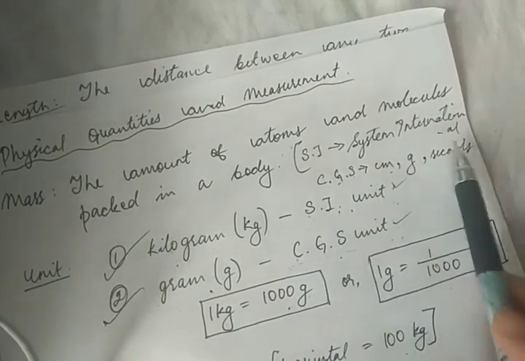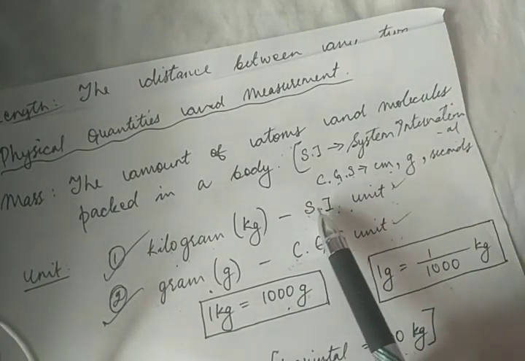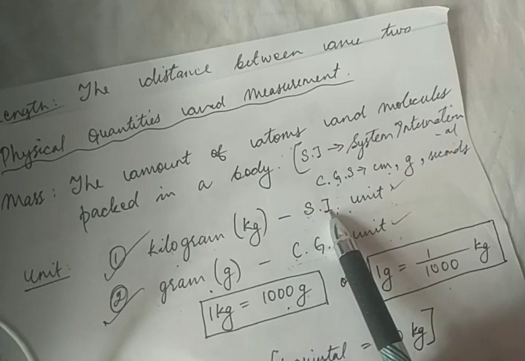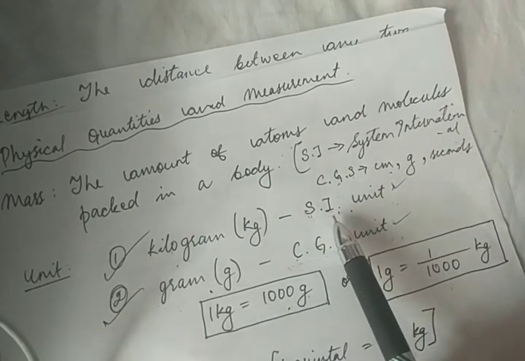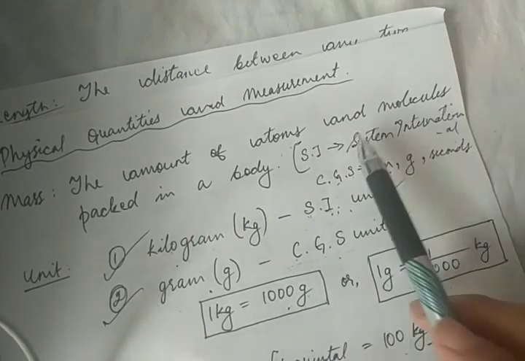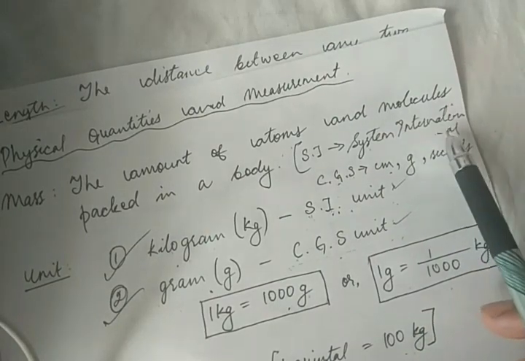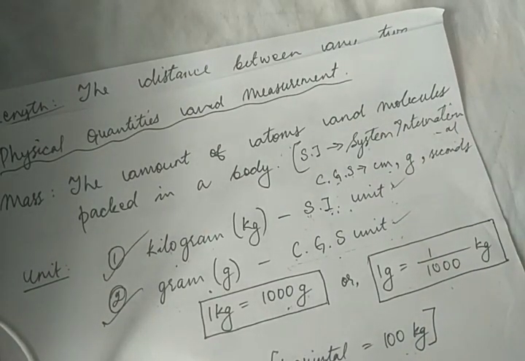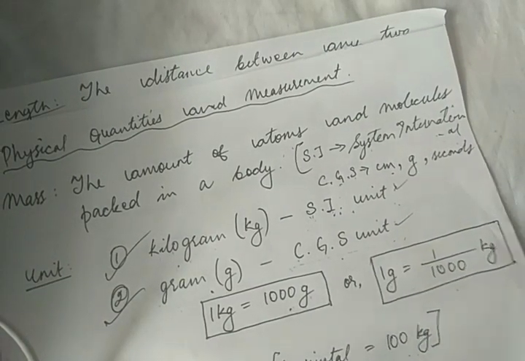SI means System International, or some people also call it Standard International. But actually the full form is System International, which is internationally followed at different corners of the world. So this is all about mass, remember.